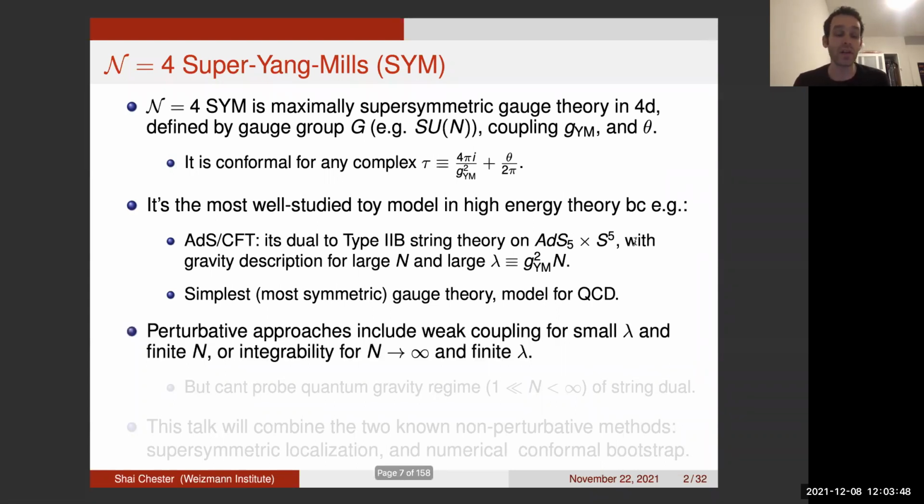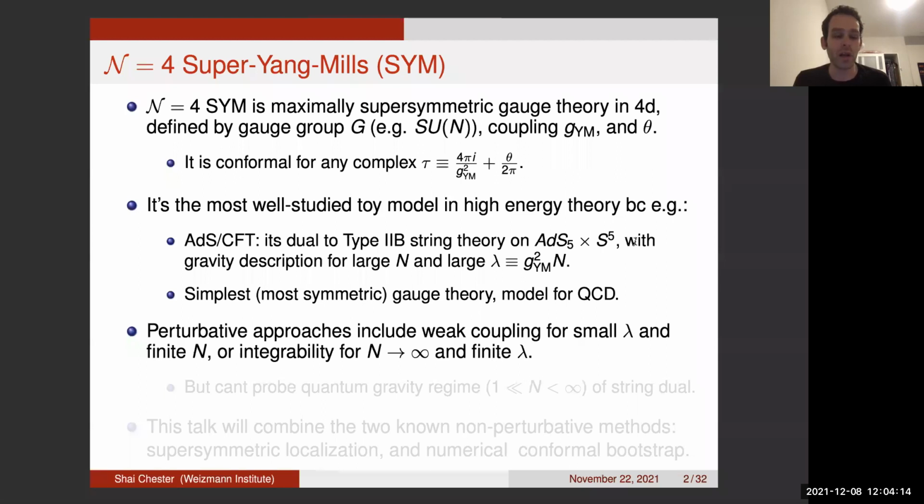There are various perturbative approaches. We have these 2 parameters, N and tau, and you can try perturbing in either of them. The more standard perturbative approach is weak coupling. If g_YM is small, then like any 4D gauge theory, you can compute things using Feynman diagrams and get an expansion. Usually it's conventionally expanded in the 't Hooft coupling lambda. And you can do this for any value of N and for any gauge group.